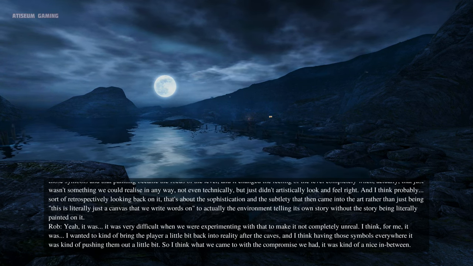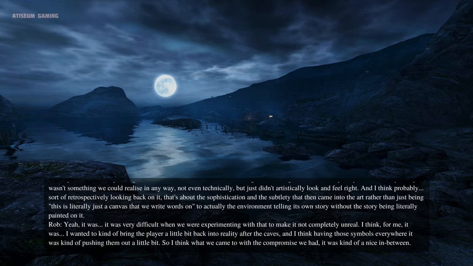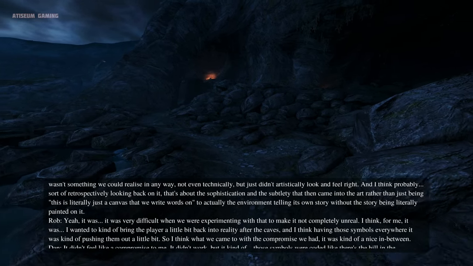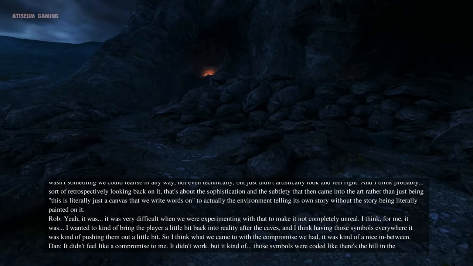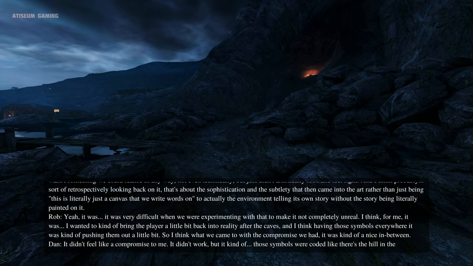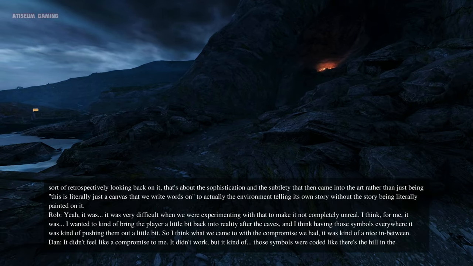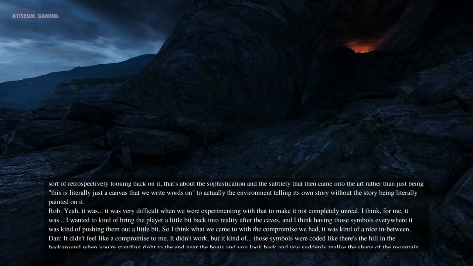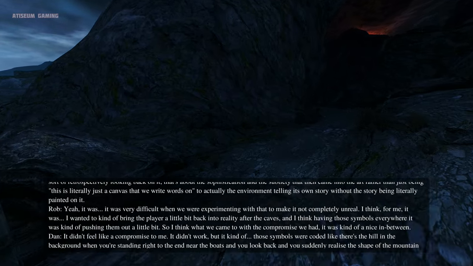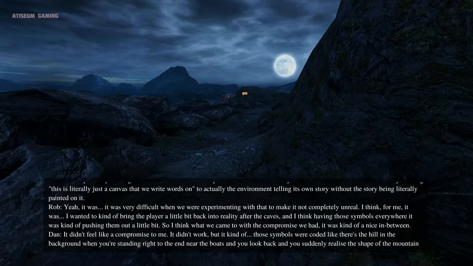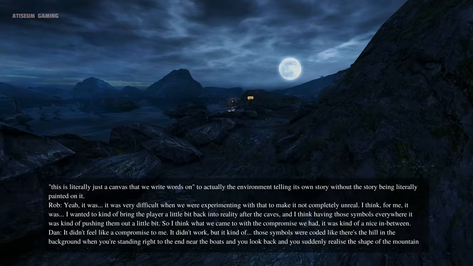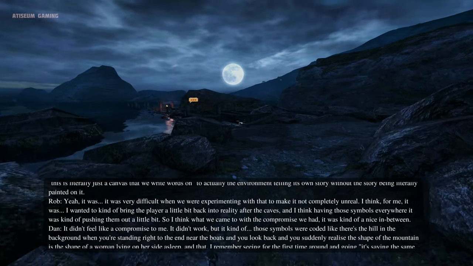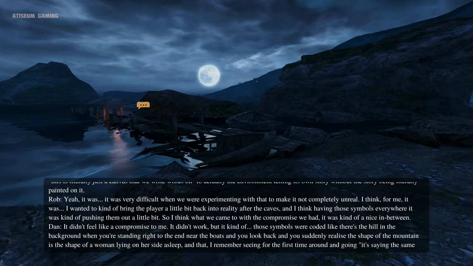Yeah, it was very difficult when we were experimenting with that to make it not completely unreal. For me, I wanted to bring the player a little bit back into reality after the caves. And I think with those symbols everywhere, it was pushing them out a little bit. So I think what we came to, the compromise we had, was a nice in between. Yeah, it didn't feel like a compromise to me. It felt like it didn't work, but those symbols were coded.